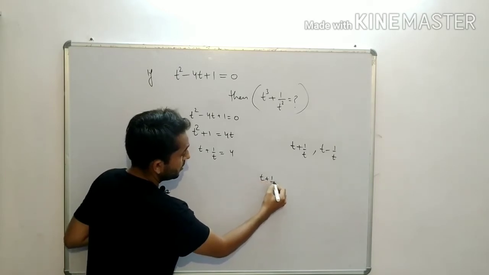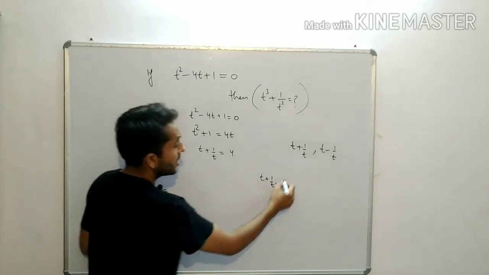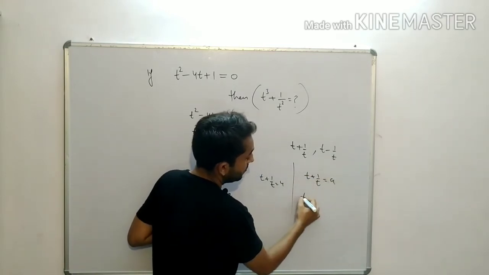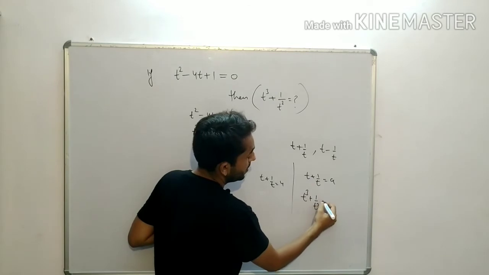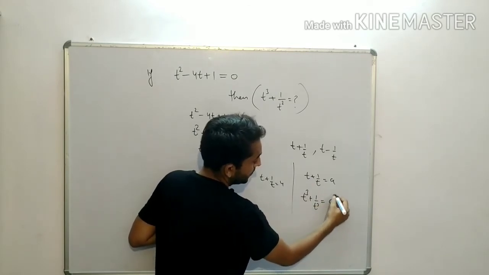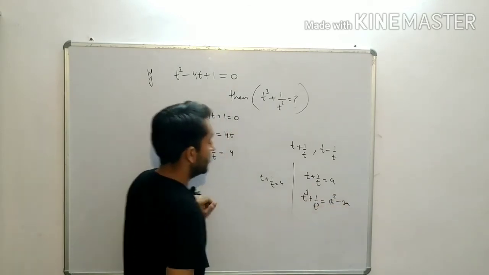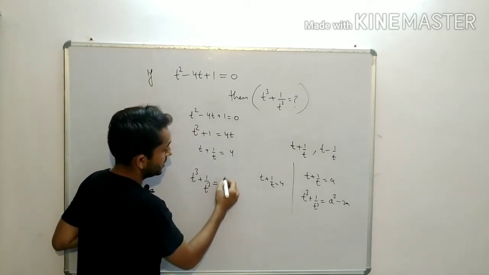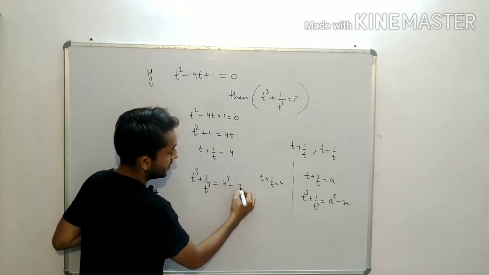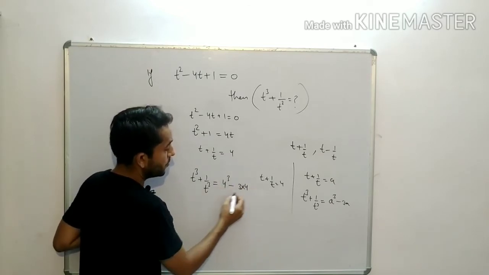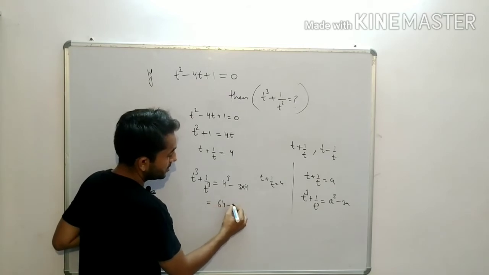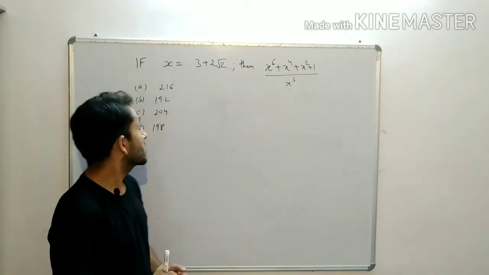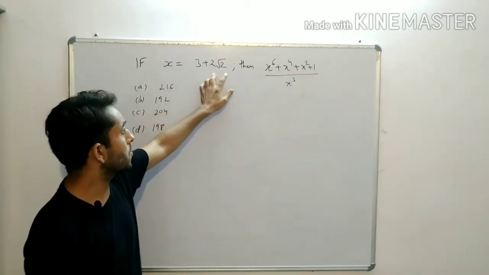t plus 1 by t equal to 4, and I already told you, if t plus 1 by t equal to a and we have to find t cube plus 1 by t cube, then it's simply a cube minus 3a. So t cube plus 1 by t cube becomes 4 cube minus 3 multiplied with 4, that is 64 minus 12, 52.